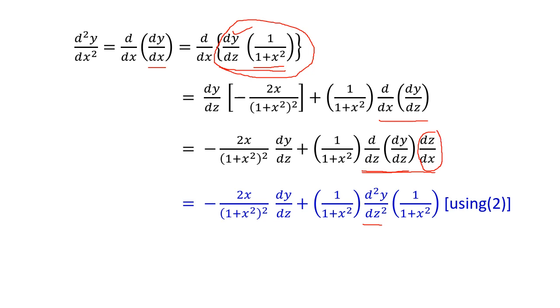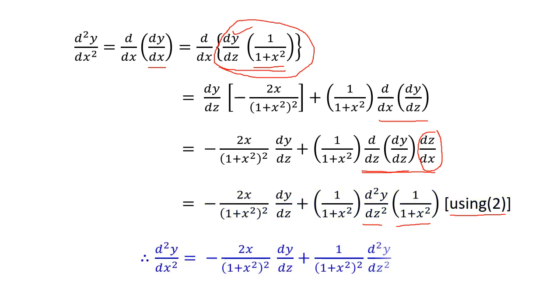dz by dx is nothing but 1 over 1 plus x square. We have replaced the value of dz by dx as 1 over 1 plus x square, which we got using equation 2. So on further simplification we get d square y by dx square is equal to minus 2x by 1 plus x square whole square into dy by dz, plus 1 over 1 plus x square into 1 over 1 plus x square, which is nothing but 1 over 1 plus x square whole square, into d square y by dz square.